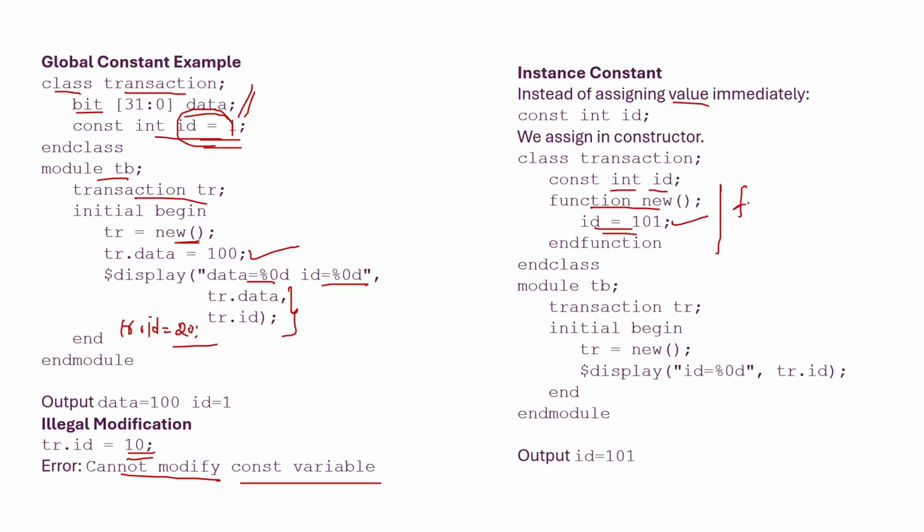In this way also, function new, int I, you can take that. After that, ID equal to I. So this I value will be assigned to ID. Once you assign the value in your module TB, instead of transaction TR equal to new, then TR equal to 10 you can assign. Then the ID value will be 10. In this way also you can assign, right?